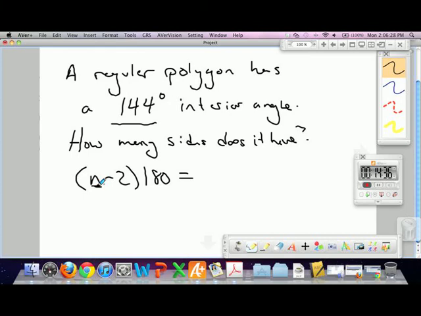So if n is the number of interior angles, and all of them are the same, if I just added together that same thing n number of times, I would get another expression for the sum of my interior angles of my regular polygon. So this should be equal to the measure of one of the angles times how many sides there are. In this case, there are n sides.